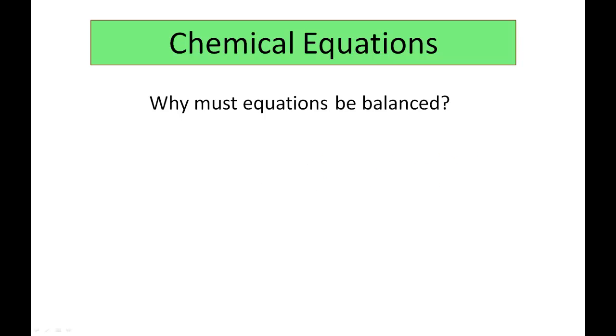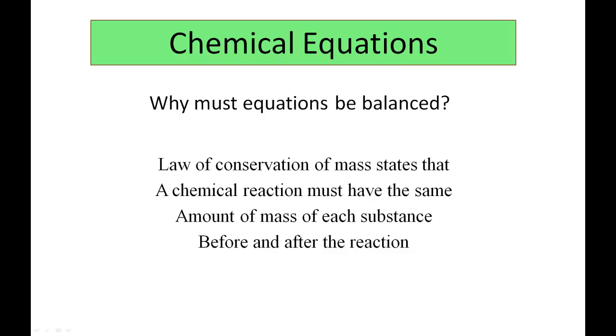So why must equations be balanced? Well, it all comes down to the law of conservation of mass. Essentially, in a chemical reaction, you have to have the same amount of mass of each substance before the reaction as you do after the reaction.